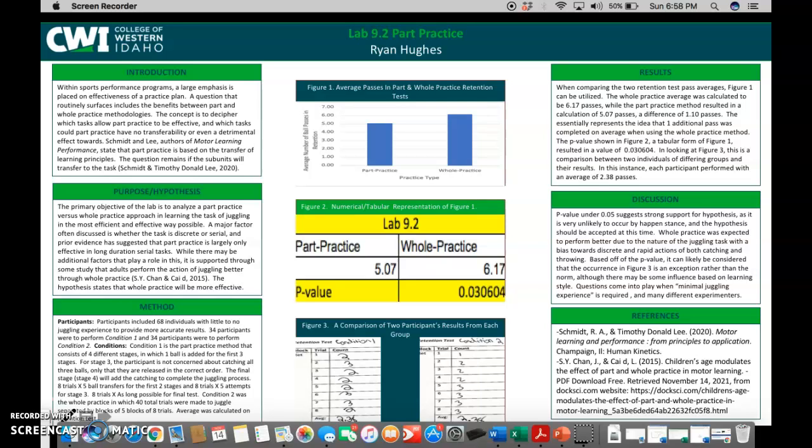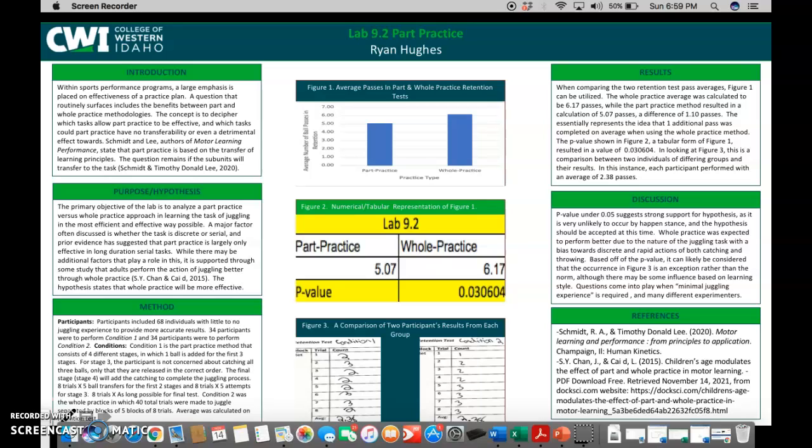Now, in regards to what this means, this does go to support our hypothesis, and that the whole practice is more effective for the juggling process. Considering that it was a discrete process, and considering that there was other data supporting this methodology, we did expect this to be the case.